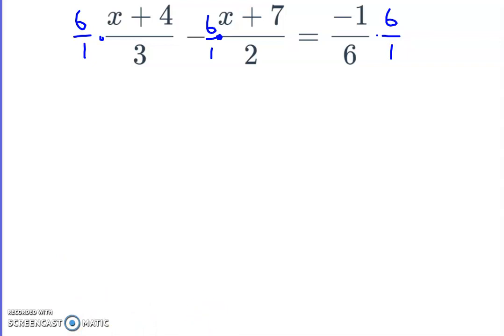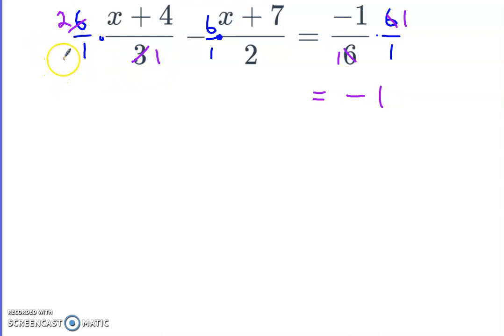Well, over here, that 6 and that 6 are both divisible by 6. So I'm going to divide by 6, divide by 6. I'm just reducing the fractions. And so I end up with -1, because -1 times 1 is -1 over 1. So -1. Over here, on the left side, that 6 and that 3 are both divisible by 3. 3 divided by 3 is 1, and 6 divided by 3 is 2.